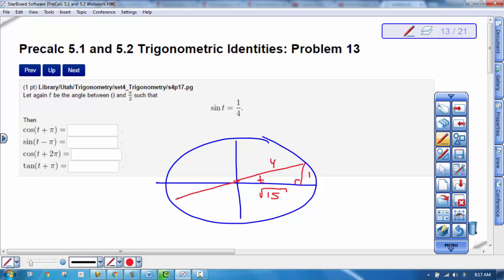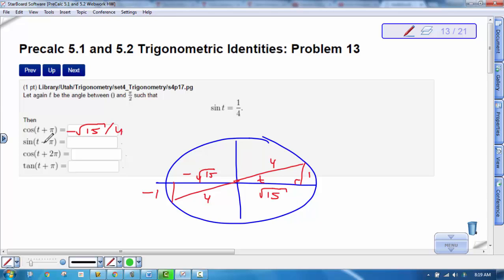Well, if I add pi, I'm looking at the same triangle, but now I have to make a straight line here and add 180. This whole angle would be t actually. And this would still be 4, this would still be 1, this would still be the square root of 15, only now these would both be negative. And so if they ask for the cosine of this angle, it would be adjacent over hypotenuse, so it would be negative square root of 15 over 4.